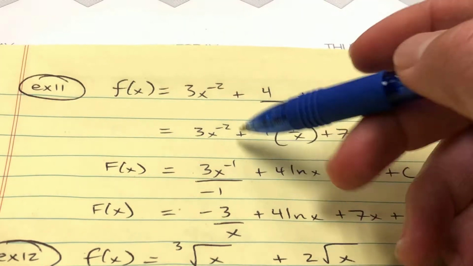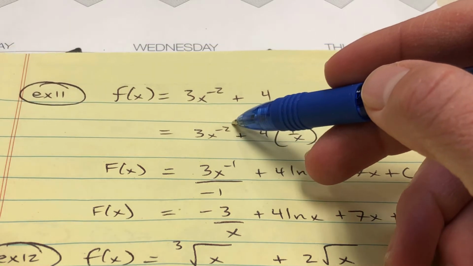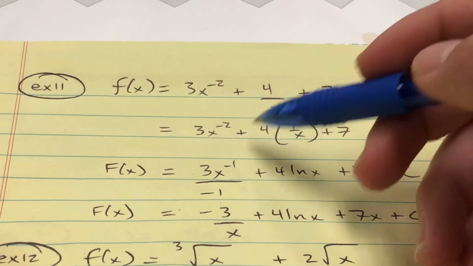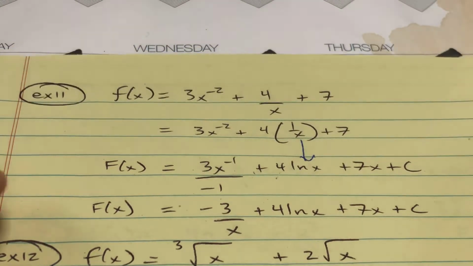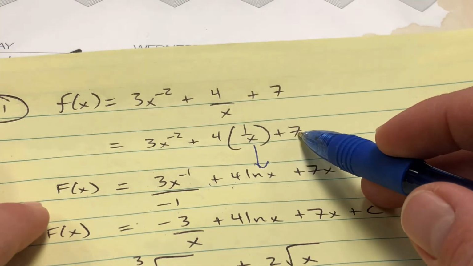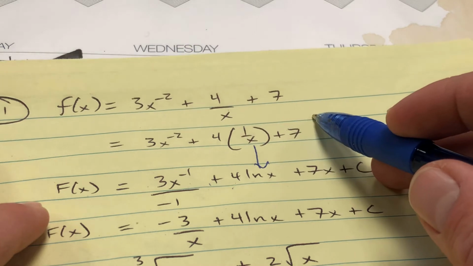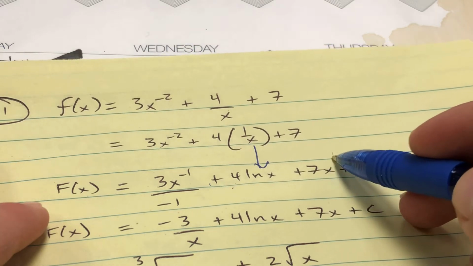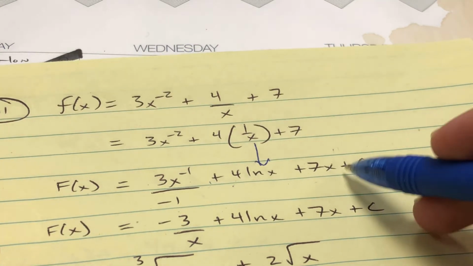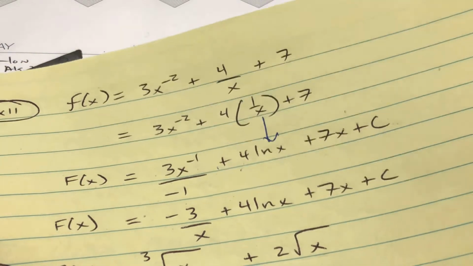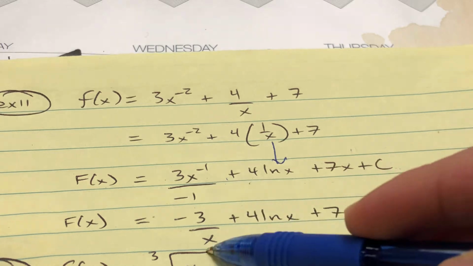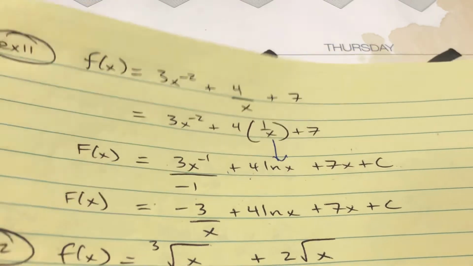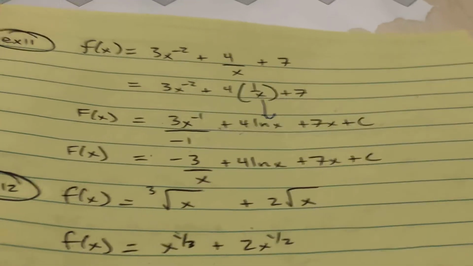I add 1 to the power. Add 1 to -2, that's -1. Then I divide by -1. Plus 4, the antiderivative of 1/x is natural log x. This is x to the 0, so I add 1 to the power. It'd be x to the first. I divide by 1, which is 7x, plus this arbitrary constant. I need to rewrite this as -3/x plus 4 natural log x plus 7x plus c.